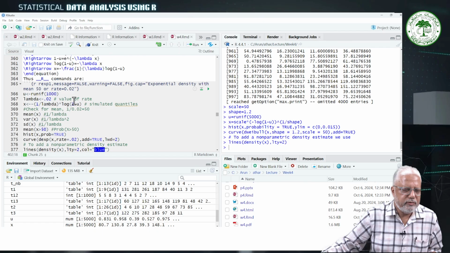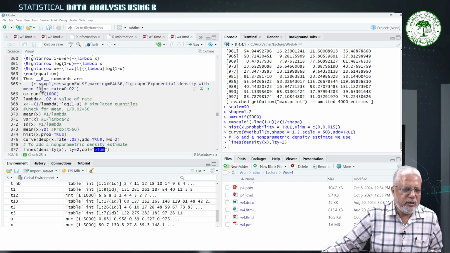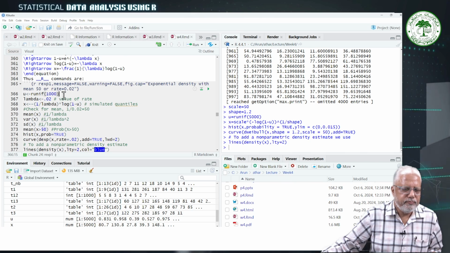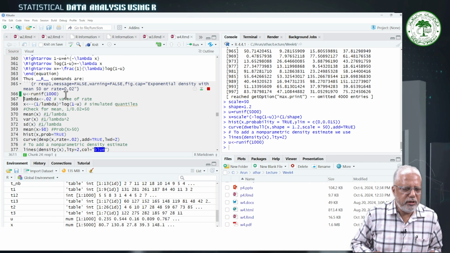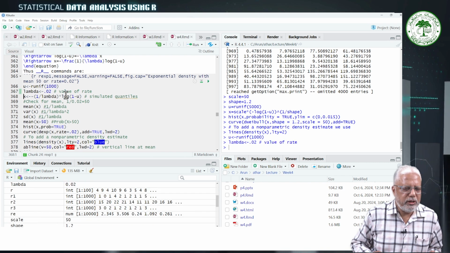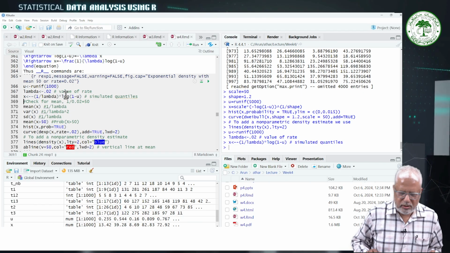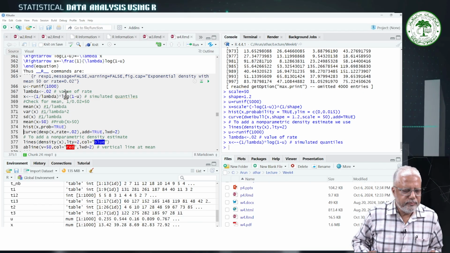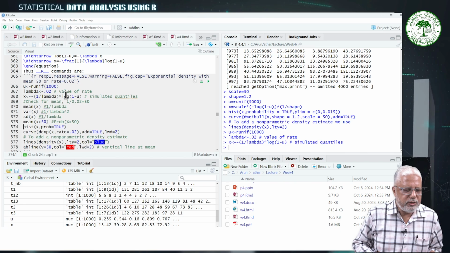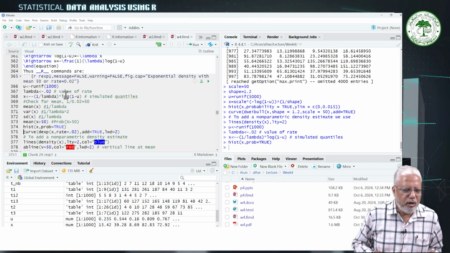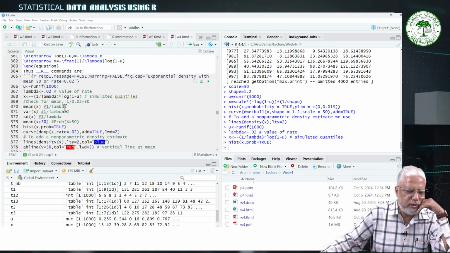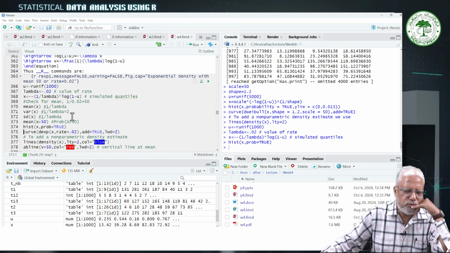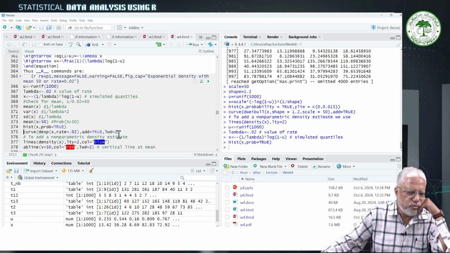Like here, if we talk in terms of simulation, see, here we are already doing simulation from exponential distribution using this. Then we add hist x prob, and then we can add a curve x rate is equal to 0.02, add is equal to true, LWD is 2.